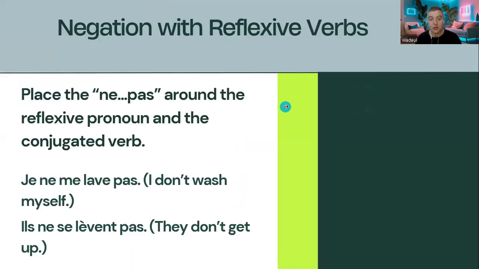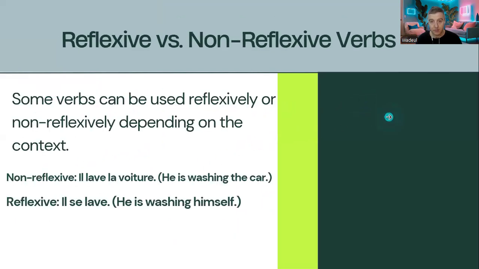Then, how to do a negative sentence with those reflective verbs. So remember to do a negative sentence, we just do ne before the verb, pas after the verb. So now the ne just becomes before the pronoun and the pas after the verb. So if you say like je me lave, I wash myself. Je ne me lave pas, I don't wash myself. The ne comes before the pronoun. Okay. So ils ne se lèvent pas, they don't get up. Same, it comes before the pronoun.